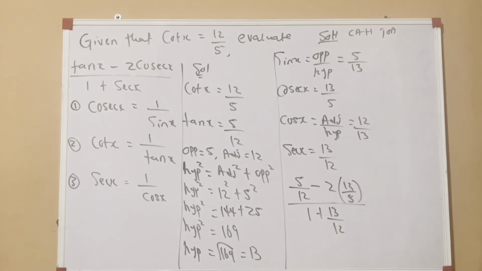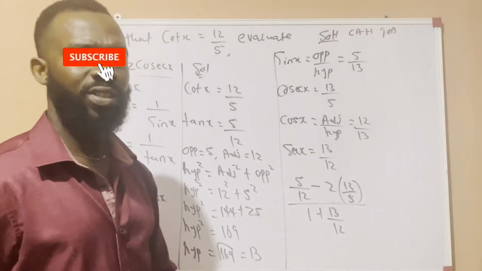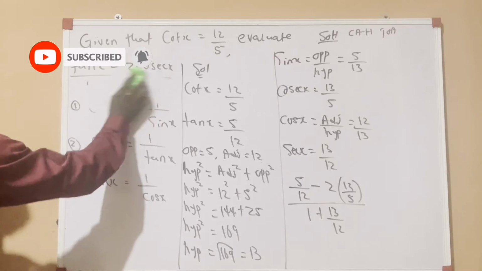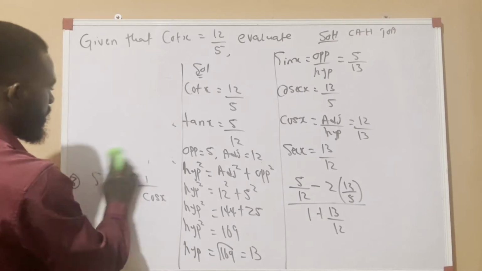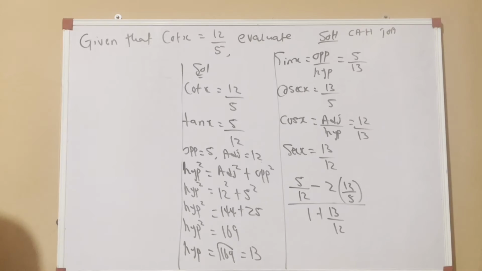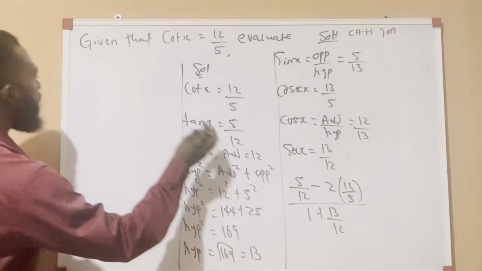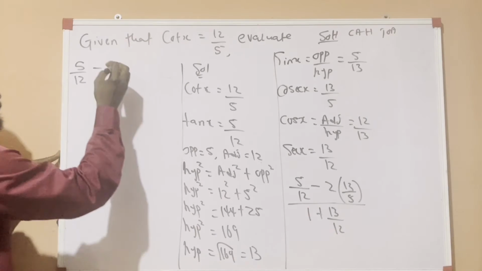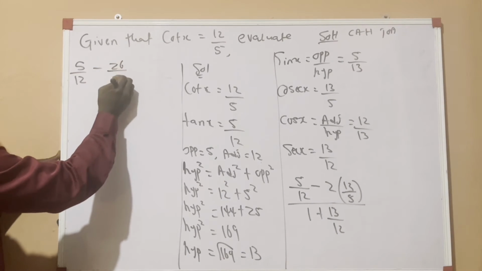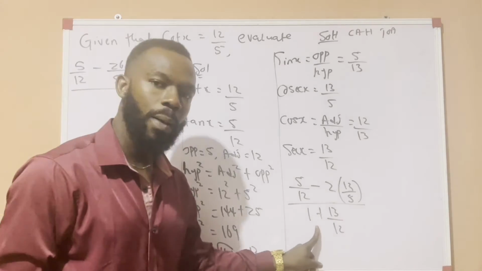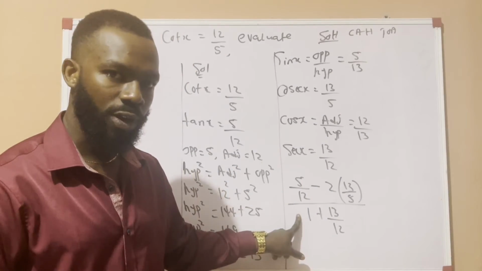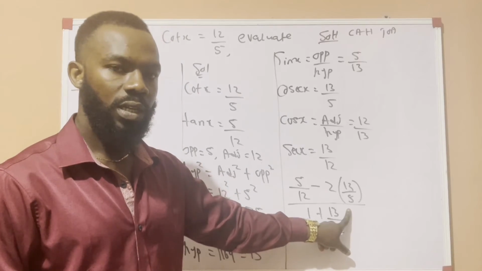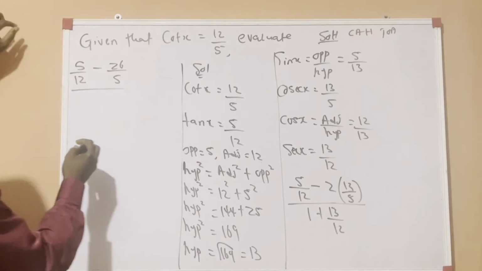Now we have left the topic trigonometry, and now we are solving problems on fractions. This is simple fraction. Okay. Now let us open the bracket. 2 into the bracket 13 over, sorry, over 5. So here becomes 5 over 12 minus, now 2 times 13 gives us 26 over 5 all over. Now short way to solve this type of math, 12 multiplied by 1 gives us 12. 12 plus 13 gives us what? 25. So here becomes 25 over 12.